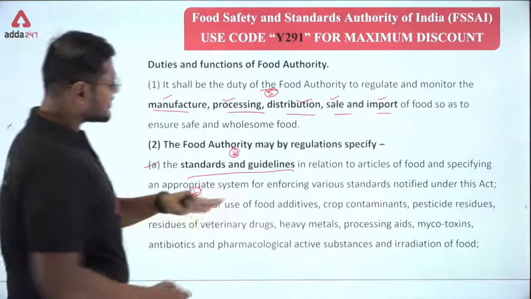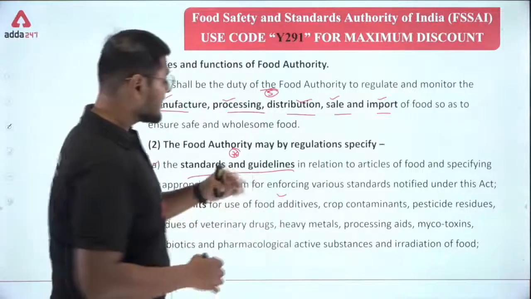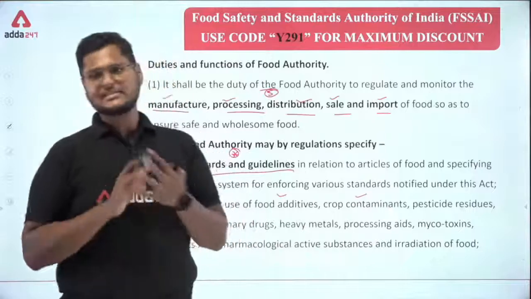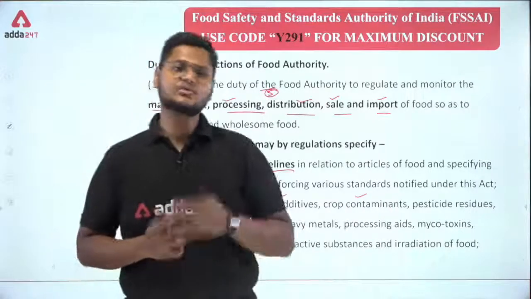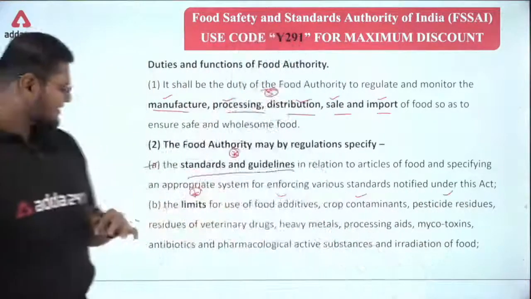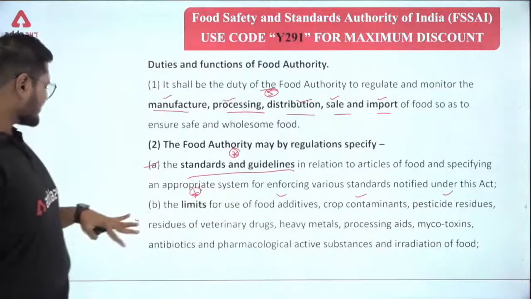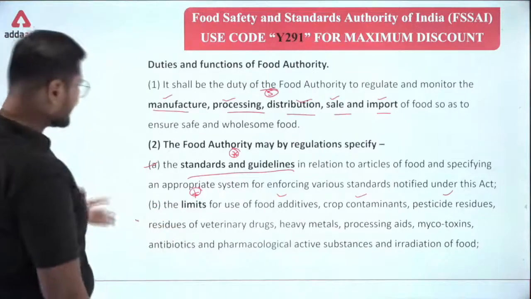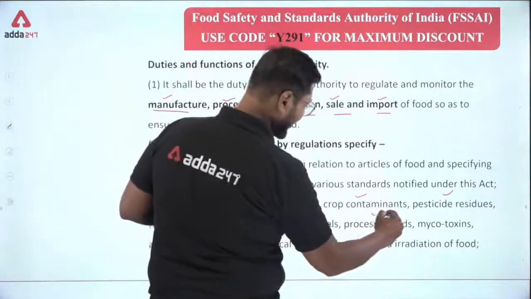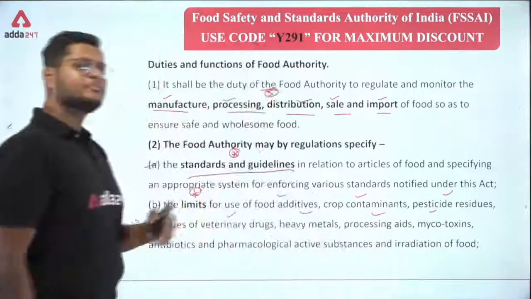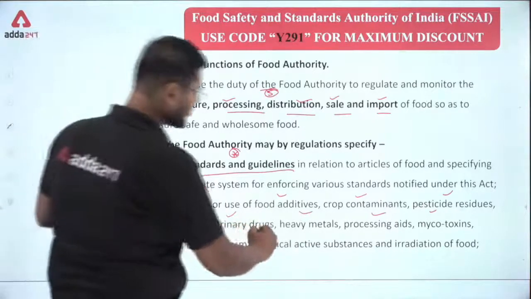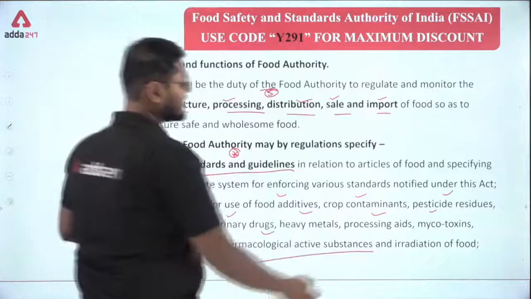Next one, the limits for use of food additives. Next, crop contaminants. For example, all the pesticides, fertilizers, each and everything, all the chemicals that are used by a farmer. Next, pesticide residues. Then we have different kinds of medicines, residues of veterinary drugs, then heavy metals, processing aids, mycotoxins, these are certain types of toxins released by different fungus. Antibiotics and pharmacological active substances, and irradiation of food.